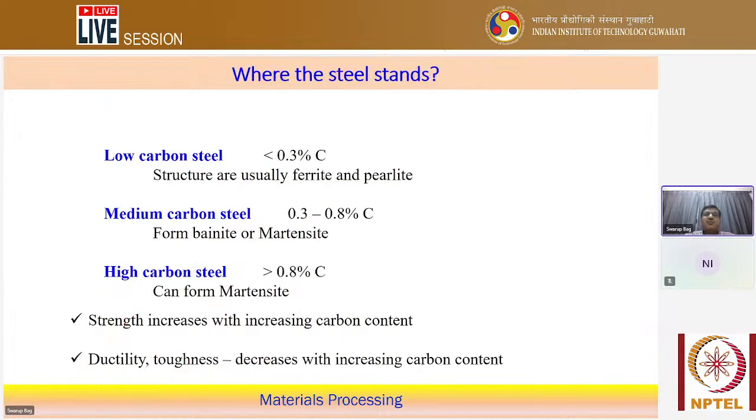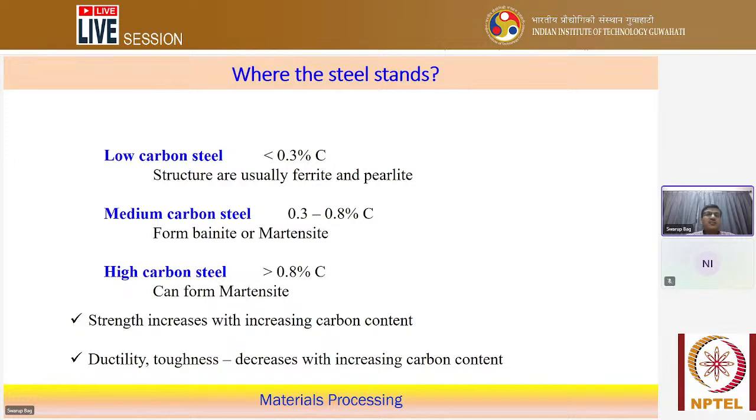Now, another important topic: steel processing. Now I am shifting to steel processing. This is another important topic related to this subject. Before that, we have some overview of what we can consider steel and other components.